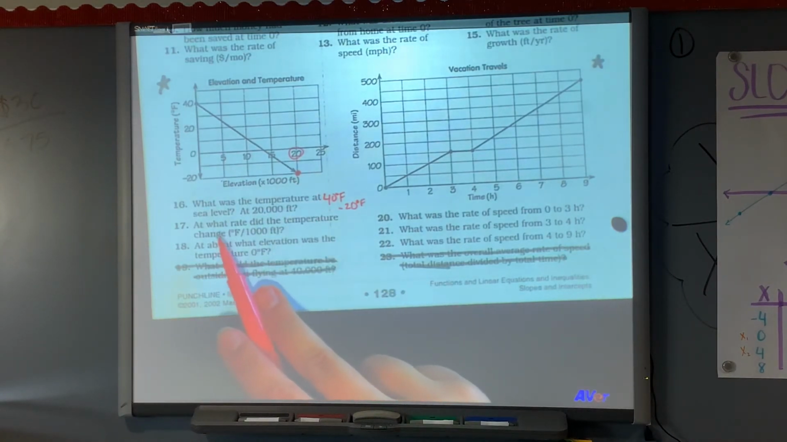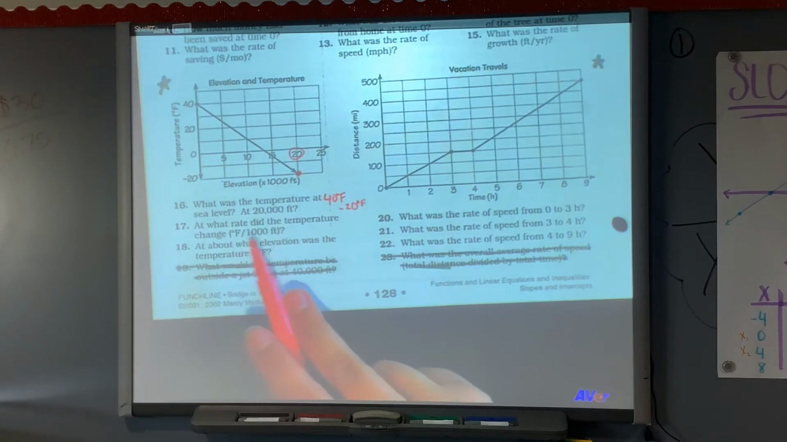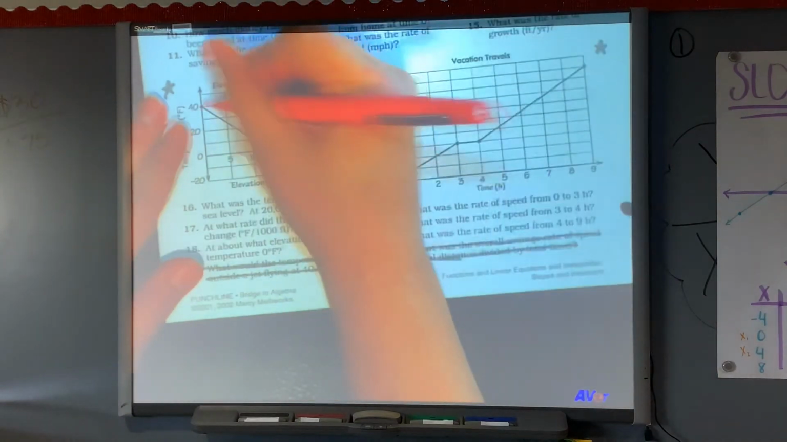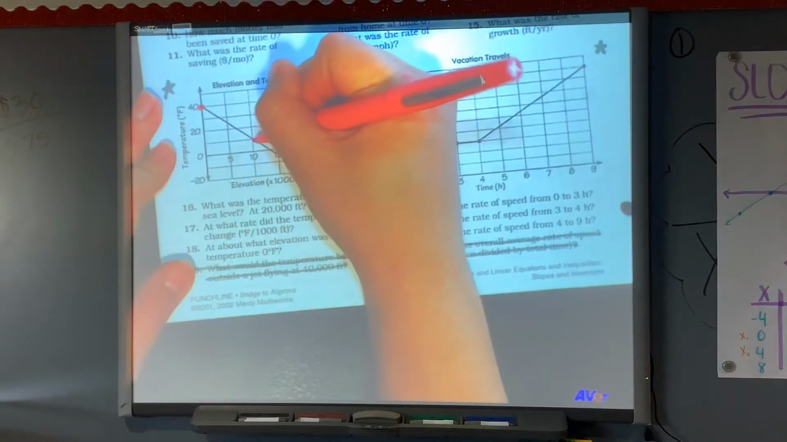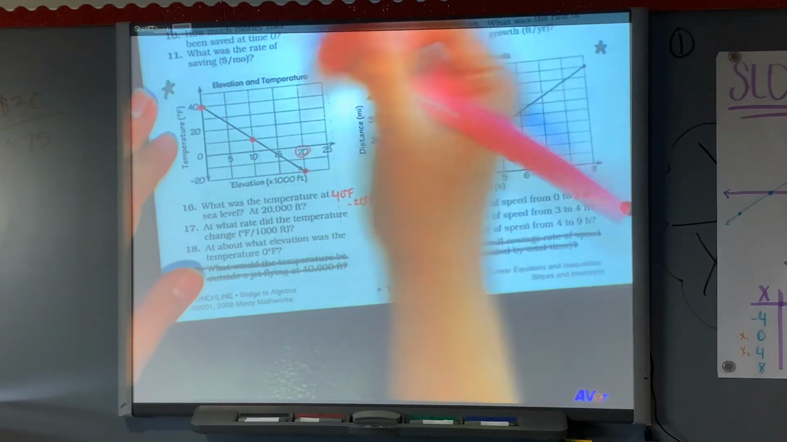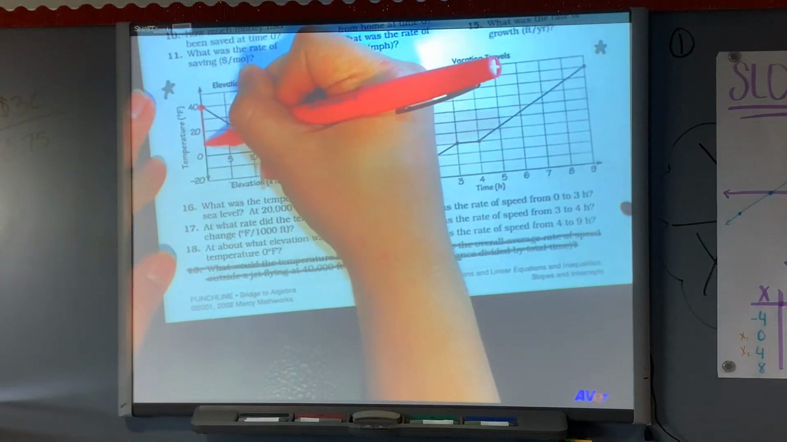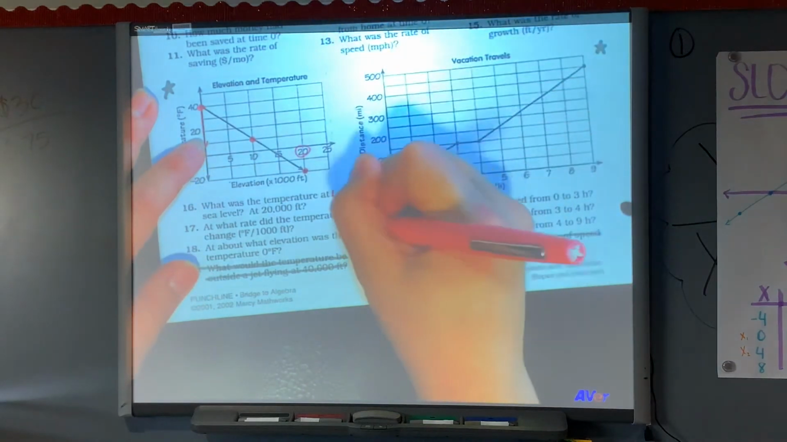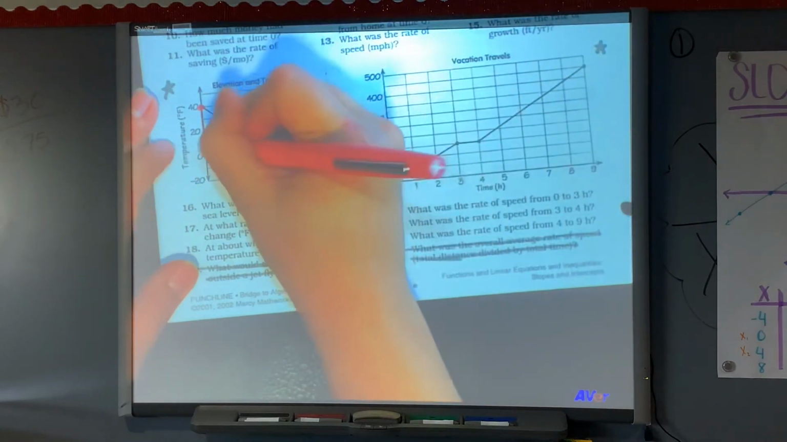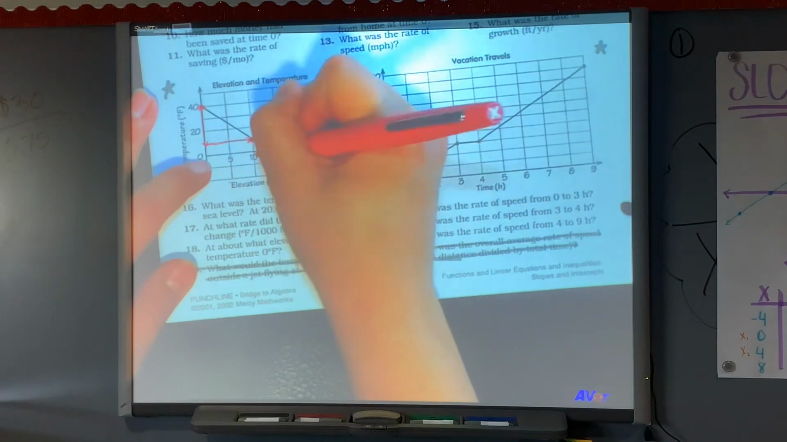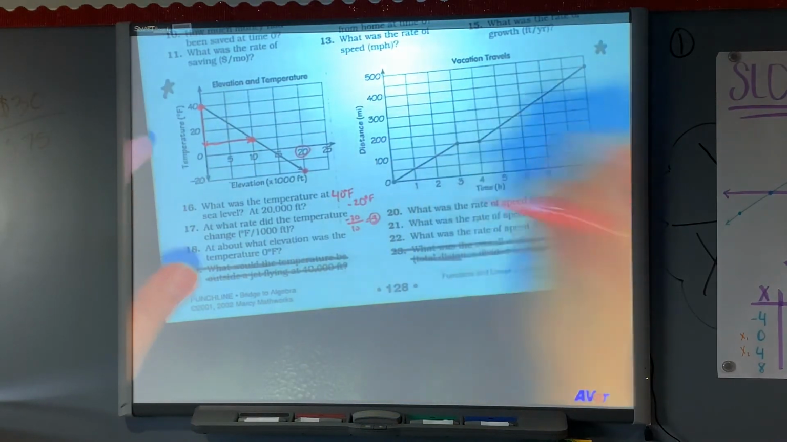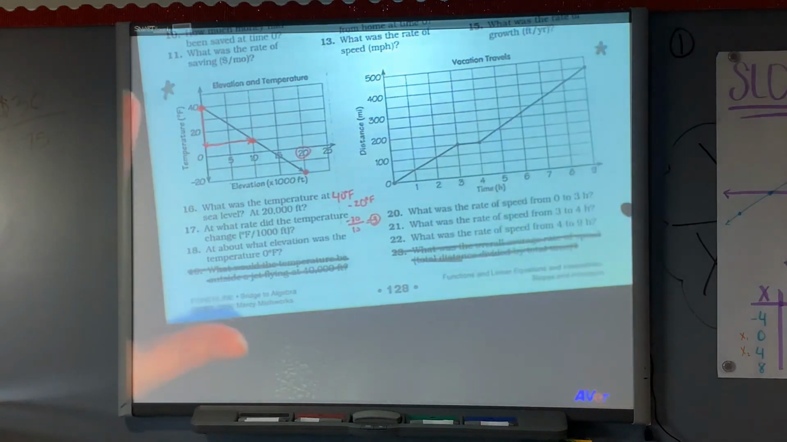And then it says, at what rate did the temperature change from here? And it kind of tells you degrees by 1,000 feet. So this is where slope comes into play. You could use these 2 points here. Remember, they have to be perfect. You're going to go down from 40 to 10. So I would say down 30. And then over from 0 to 10, so that's 10. So it looks like we're going down 3 degrees every 1,000 feet.